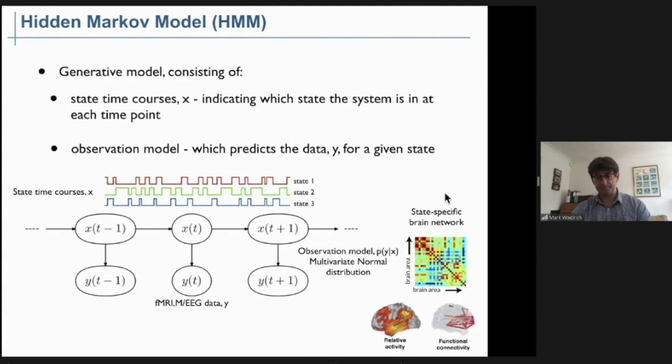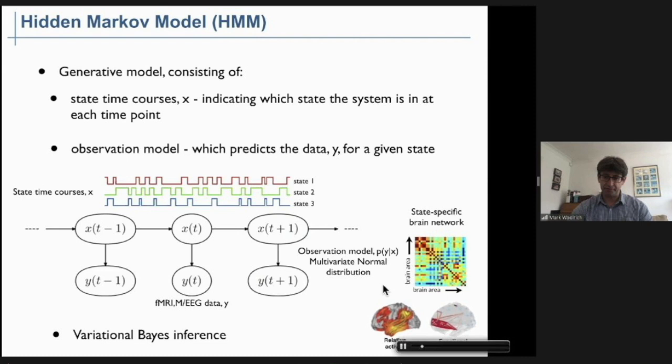We infer on this model probabilistically using variational Bayes techniques, and that allows us to simultaneously infer the state time courses and the observation models for the different states. It essentially iterates back and forth between them to make sure that they are consistent with each other. And it's worth pointing out that whilst we do assume mutual exclusivity in the state time courses, we are doing this inference probabilistically. So there is a soft assignment to the state time courses in terms of the inferred states.